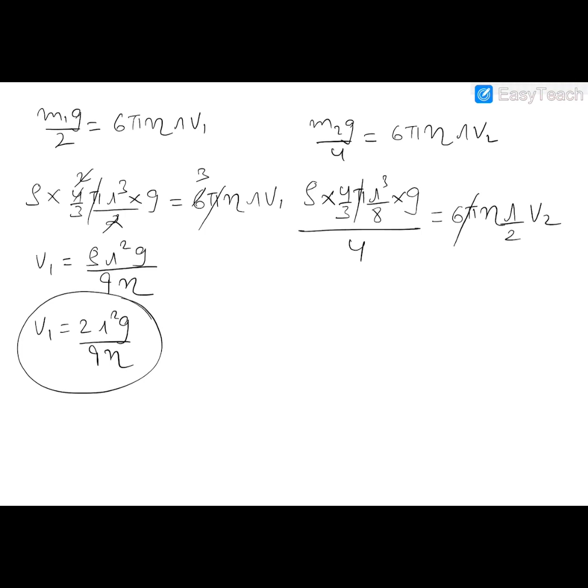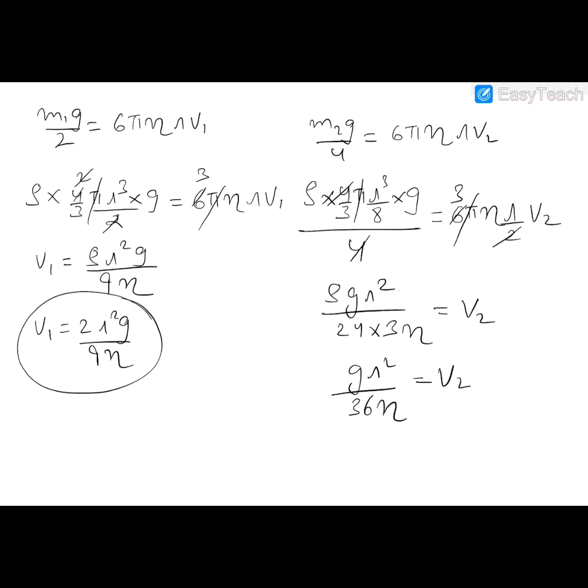And obviously cancelling pi with pi, this 4 with 4, and this 2 with this 3. So rho is 2. So rho g r square by 24 into 3, and neta. This is v2. Now rho is 2. So g r square by, this is 12 into 3, 36 neta. This is v2. Okay, and rho is 2 obviously.